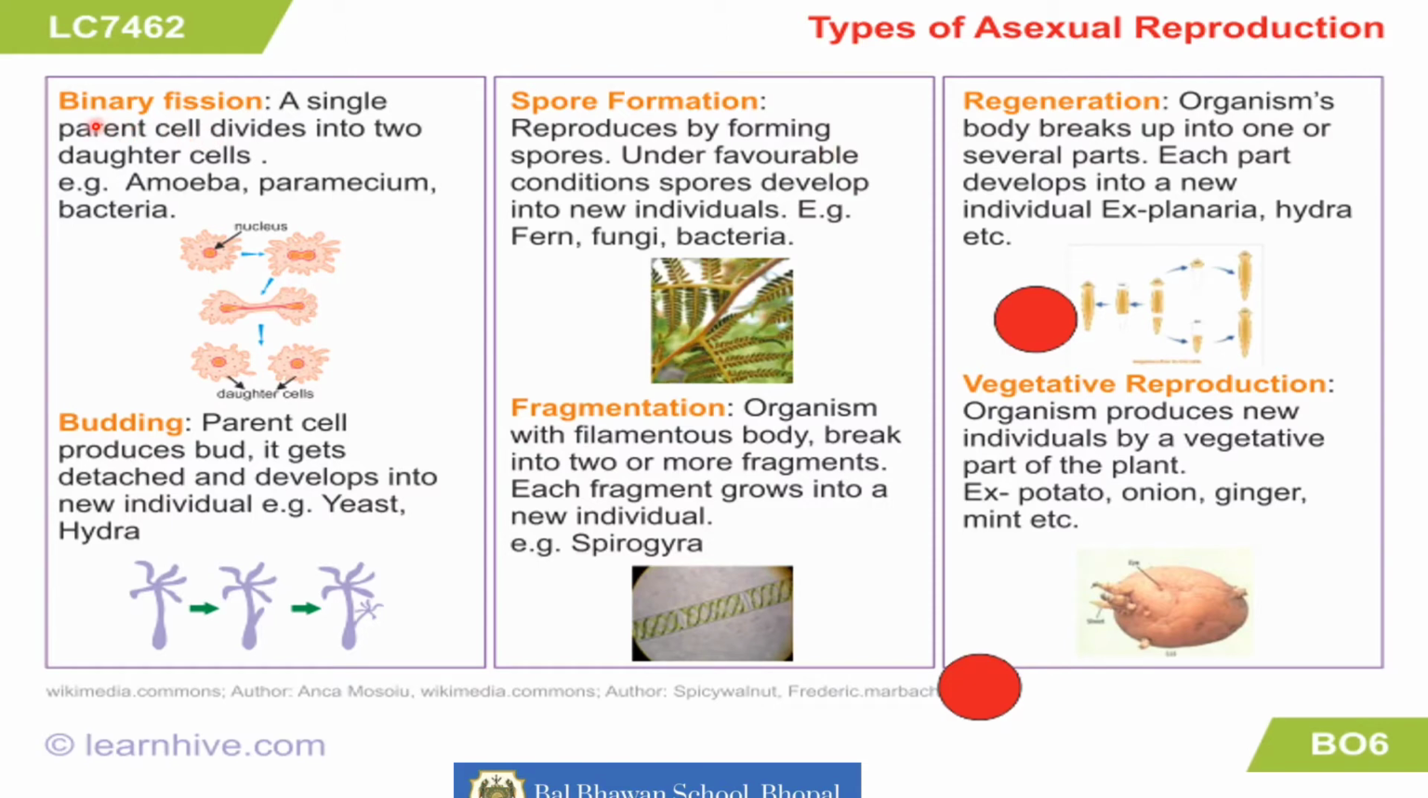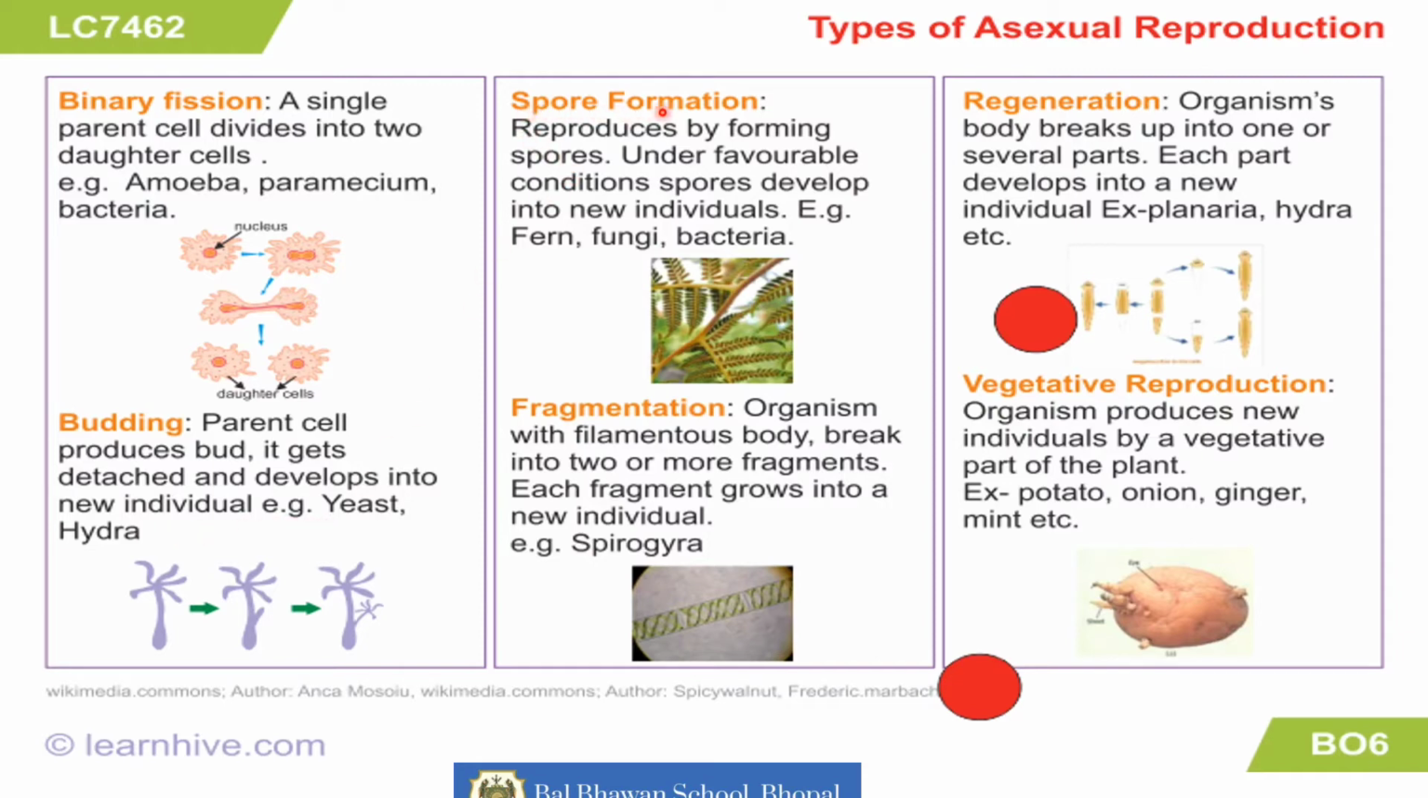First is binary fission. And what happens in binary fission? Yes, in binary fission, a single parent cell divides into two daughter cells. We have this in amoeba, paramecium, and bacteria. Now, in budding, the parent cell produces a bud. This gets detached from the parent plant and develops into a new individual. We have examples like yeast and hydra.